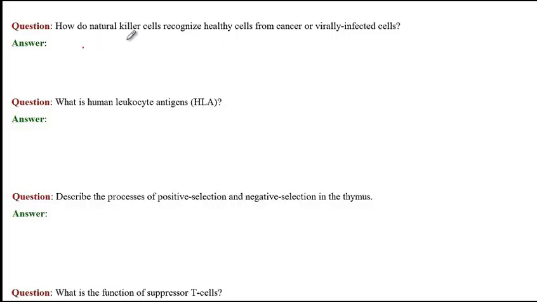So first question, how do natural killer cells recognize healthy cells from cancer or viral infected cells? So basically these natural killer cells also recognize MHC1, similar to CD8 positive T cells. And if these cells notice that the MHC1 on the cell surface is looking abnormal or has something that gives clues that it's a malignant or virally infected cell, then that's the time that they would release perforin and destroy that cell. What is human leukocyte antigen? Basically, it's the same as MHC protein, except that MHC protein in humans is called human leukocyte antigen.